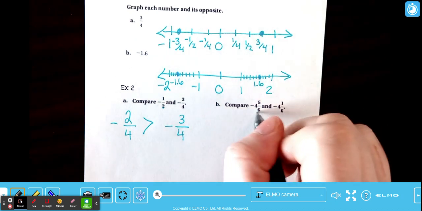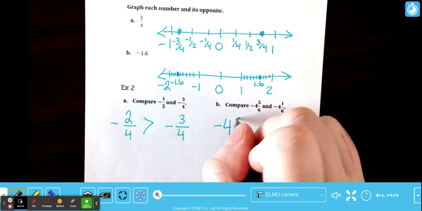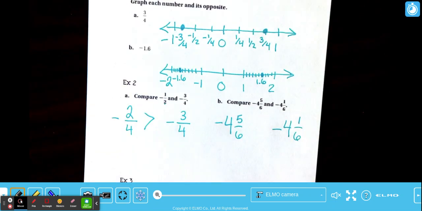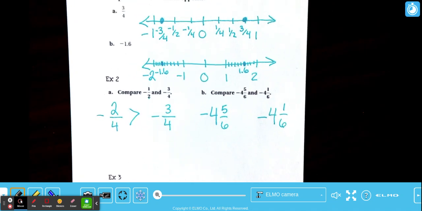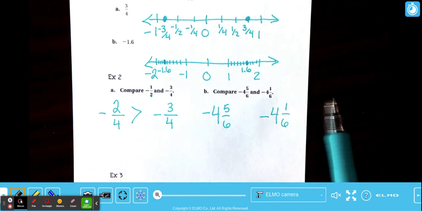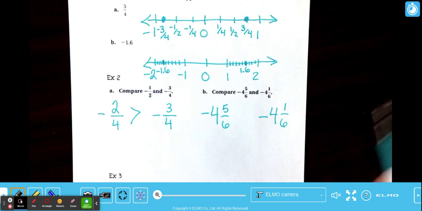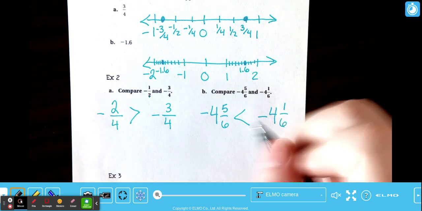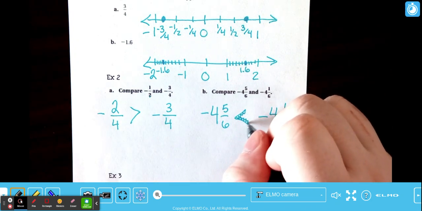Okay, the next one, we have a common denominator. That's nice. So we'll write these both out. Okay, so the -4s are the same thing. So we're going to kind of just ignore those -4s, and instead we're going to look at the 5 and the 1. But keep in mind that they're still negative. So which one is bigger, -5 or -1? -1, nice job. So the alligator mouth will eat up this one. Nom, nom, nom.